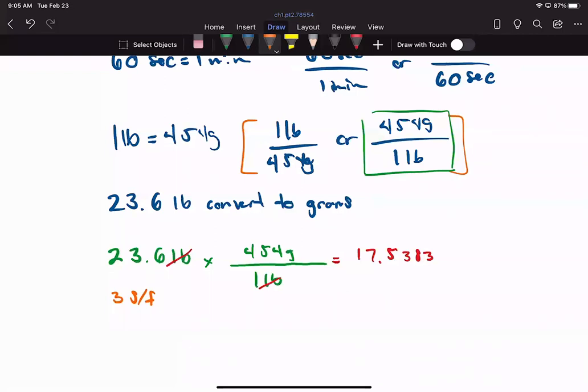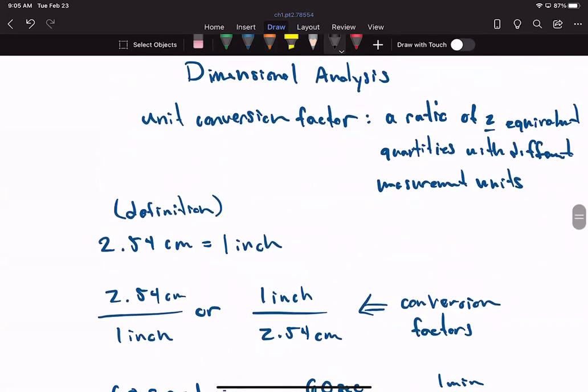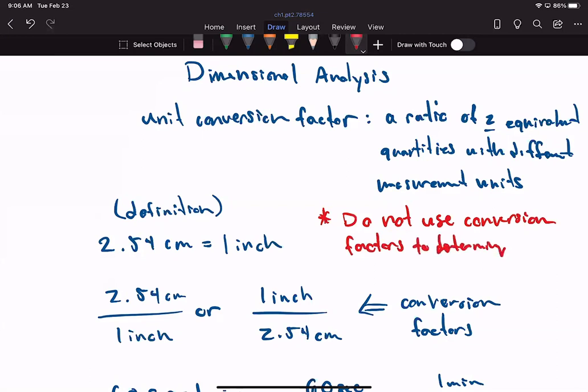And I want you to see something here. Conversion factors. Let me tell you something about conversion factors that you might want to remember: we do not use conversion factors to determine significant figures. Conversion factors are what we consider exact numbers.